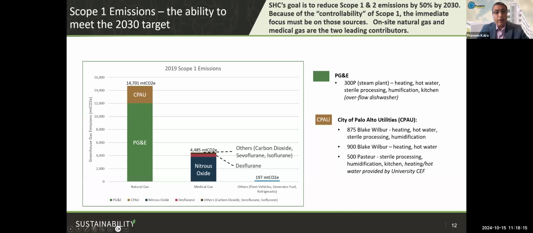So again, we went back to our Practice Greenhealth data and we looked at it. We knew that around 5,200 metric tons of carbon emissions are coming from our medical gases. We wanted to quantify those carbon emissions. How much of that is coming from nitrous oxide? Almost 4,485 metric tons were coming from nitrous oxide and very little from other anesthetic gases like desflurane, sevoflurane, and isoflurane. Next slide, please.